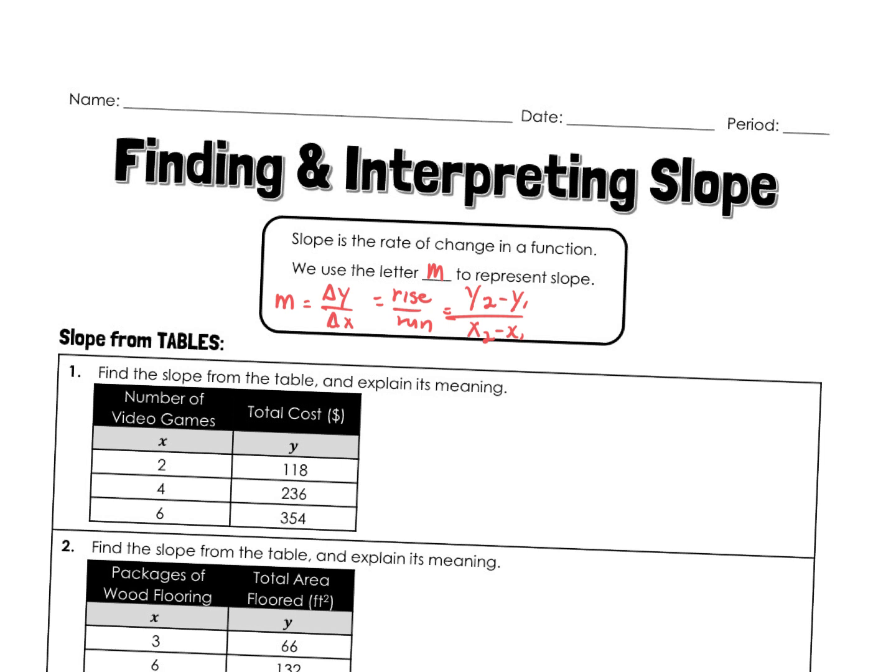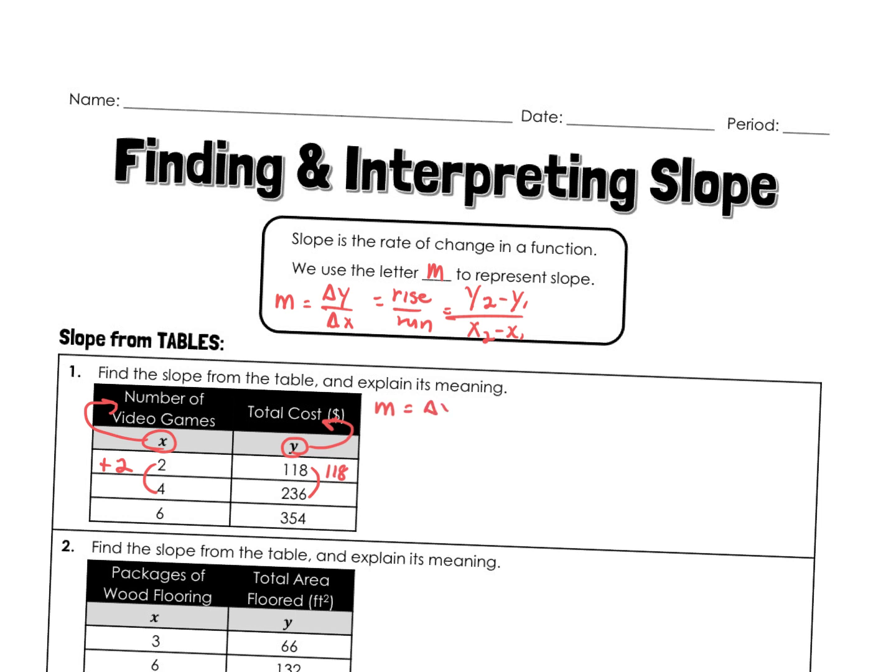All right. So when we're finding the slope from a table, before you do anything, you want to find out what x represents. So x represents the number of video games and y represents the total cost. The difference between one x and another, you go from 2 to 4. The difference means you're going to subtract and you get a positive 2. The difference in your y's is 118. So now we have enough to fill in the information.